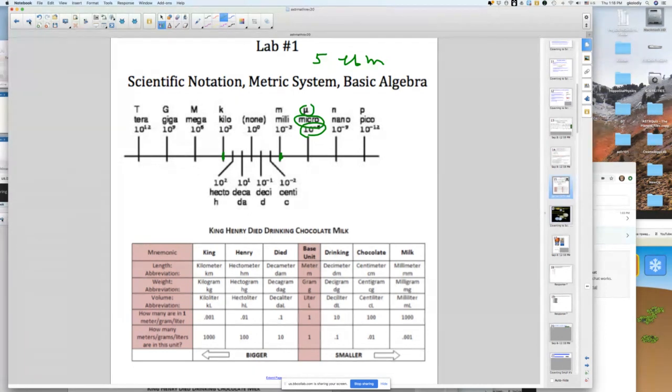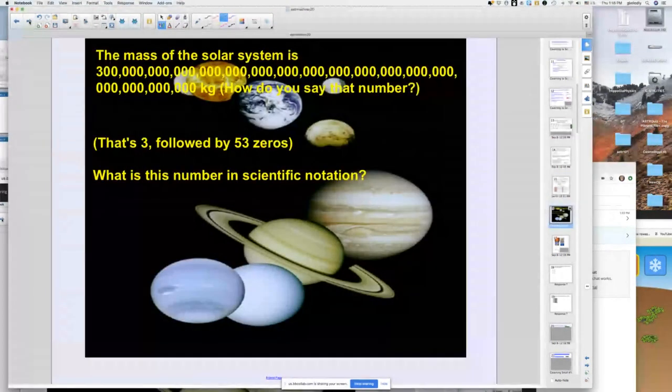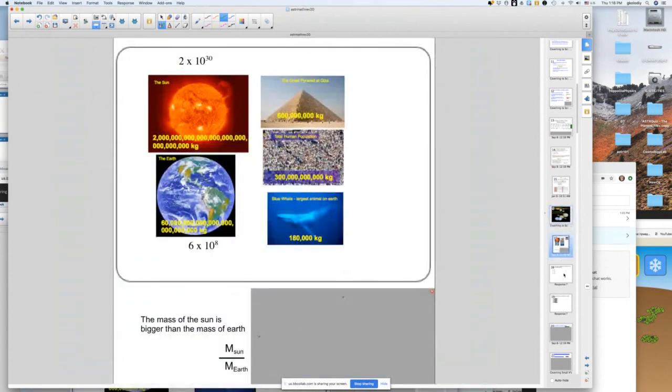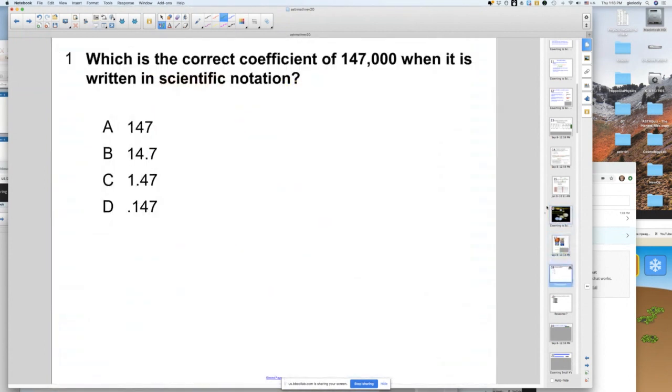You've probably heard some of these, not in conjunction with meters, but with other things. We're going to get into that in a second. But here are some examples of very big and very small numbers. The mass of the whole solar system is this number here. You're not going to write that out; this is the way you're going to write it: 3 times 10 to the 53rd power. Okay, I'm going to skip that.